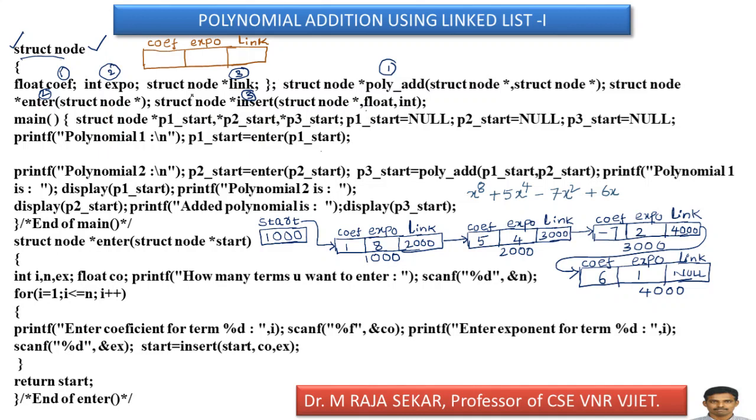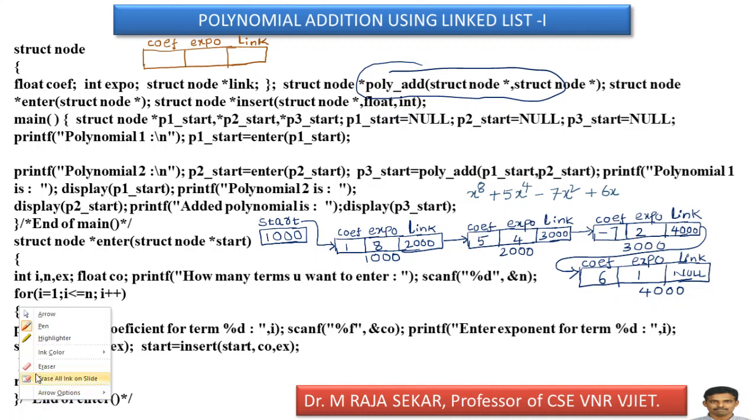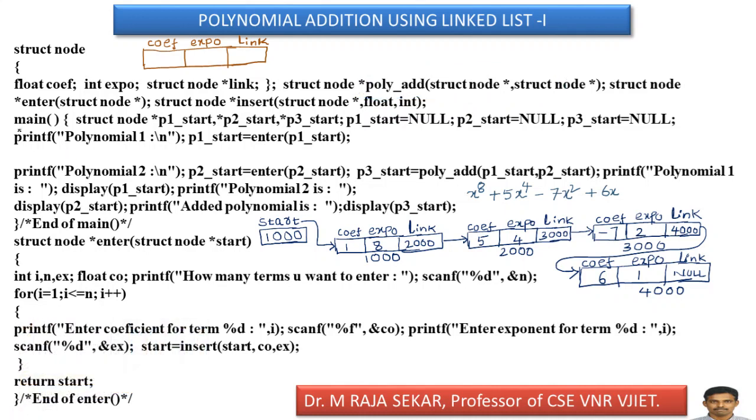After this structure, as we discussed, we have three functions. First function is poly_add, second function is enter, and third function is insert, of which I will discuss this enter function and insert function. As I told you, I will discuss poly_add in my next lecture. Now, as usual, where is our main? This one is main, which indicates beginning of your C program.